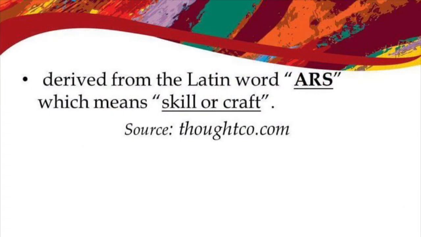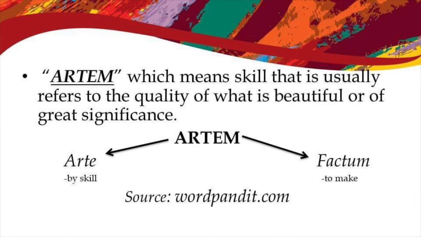The first definition of art is based on the etymological background of the word art. It is derived from the Latin word ars, which means skill or craft. The next word is artem, A-R-T-E-M, which means skill and usually refers to the quality of what is beautiful or of great importance. And actually, artem came from two words, arte, A-R-T-E, which means skill, and factum, to make.